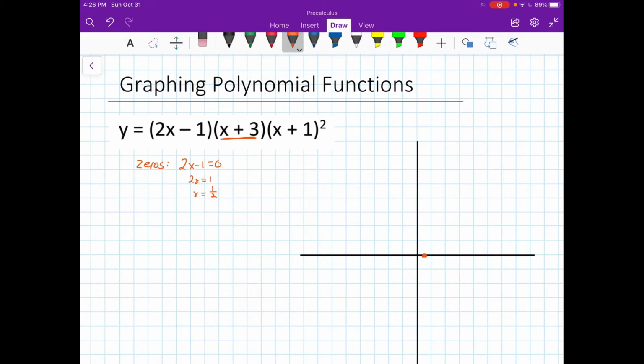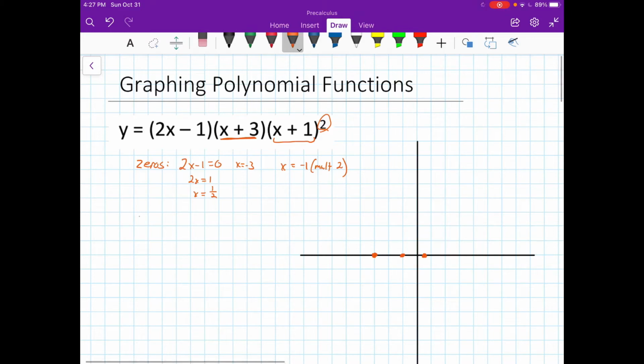What value of x makes this equal 0? Well, that's negative 3. So we have a 0 at negative 3. And what makes this equal 0? That's x equals negative 1. But it has a squared, so that's multiplicity 2, which means it will change directions there at negative 1.